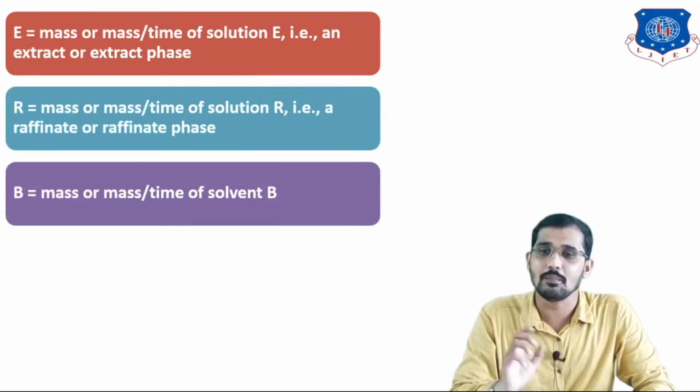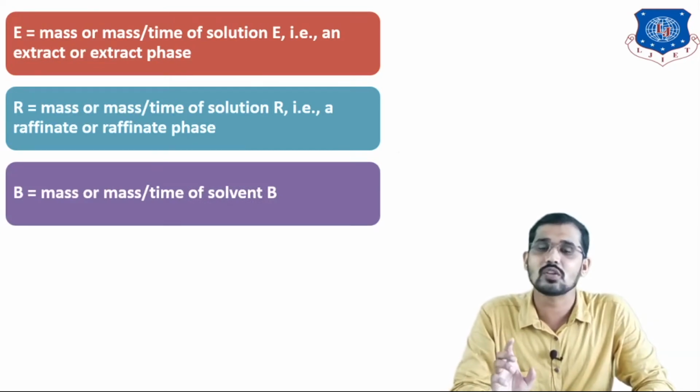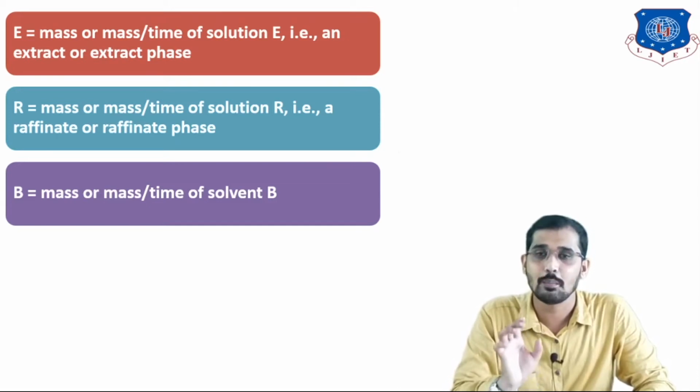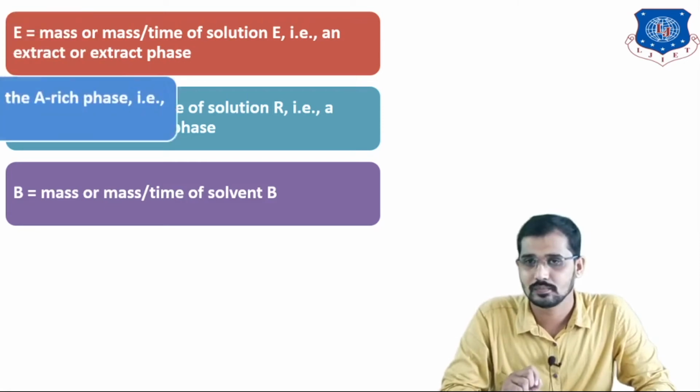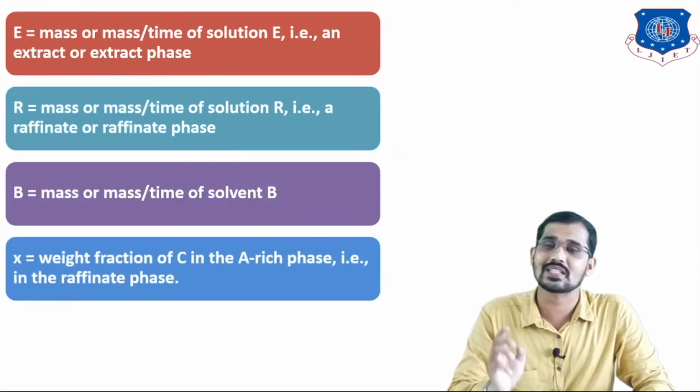After that, B is nothing but the mass of the solvent B, or I can say the mass of the extracting solvent by using which we are removing solute particles from the feed solution. And lastly, that is X and Y.